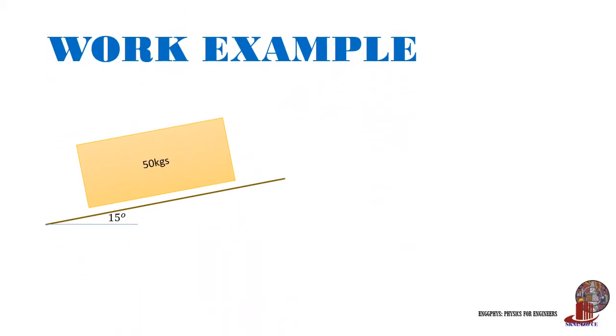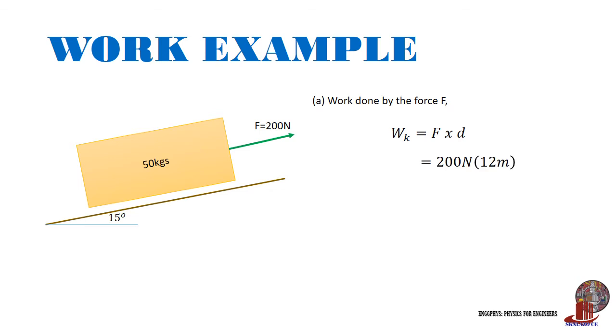The first requirement is to solve for the work done by the applied force F. So by focusing on the applied force alone, the FBD will be as follows. The 200 newton force is acting parallel to the movement of the crate. So we can readily use the formula work is equal to force times distance. That is a force of 200 newtons multiplied by 12 meters distance, giving us 2,400 joules.